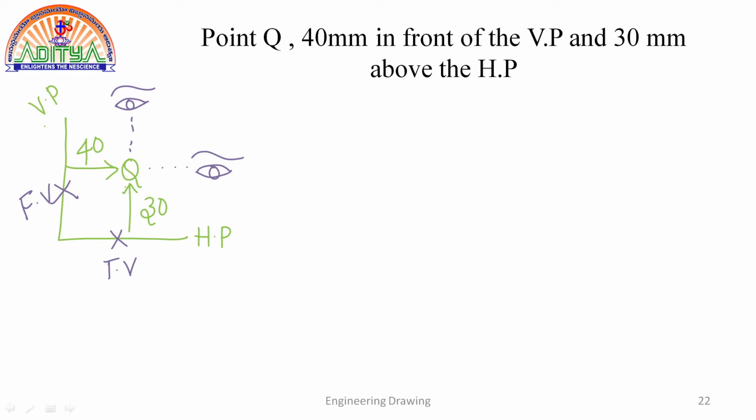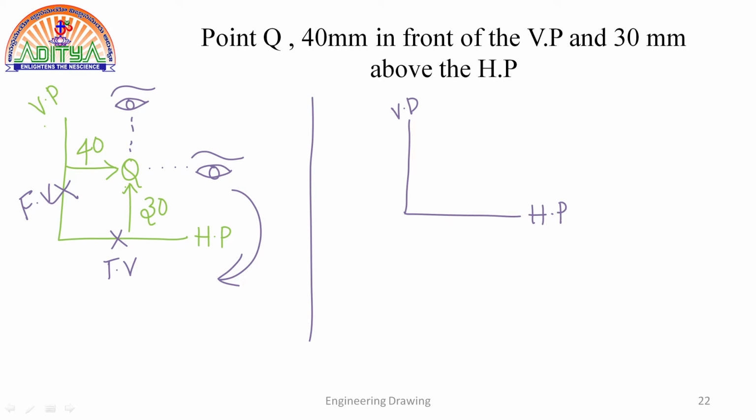Now where the dimensions will be, we will see. So we got this. Now what do we have to do? We have to rotate this horizontal plane in the clockwise direction. If we rotate this horizontal plane in the clockwise direction, as if you are rotating this, it will come here. So here we are getting the top view and here we are getting the front view.